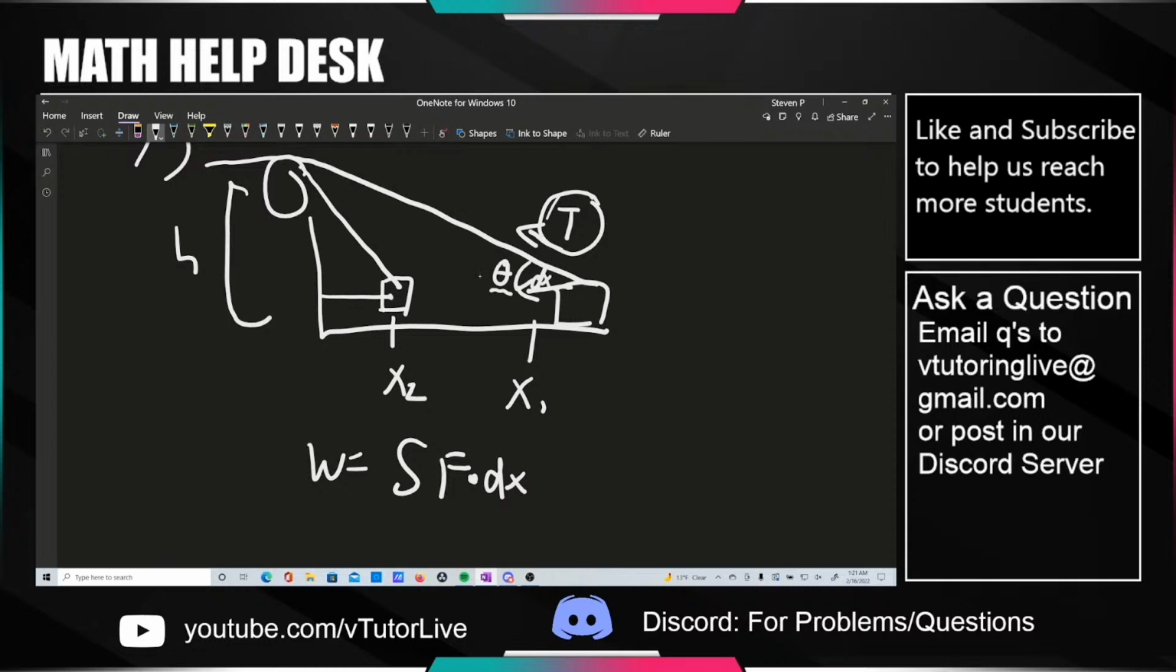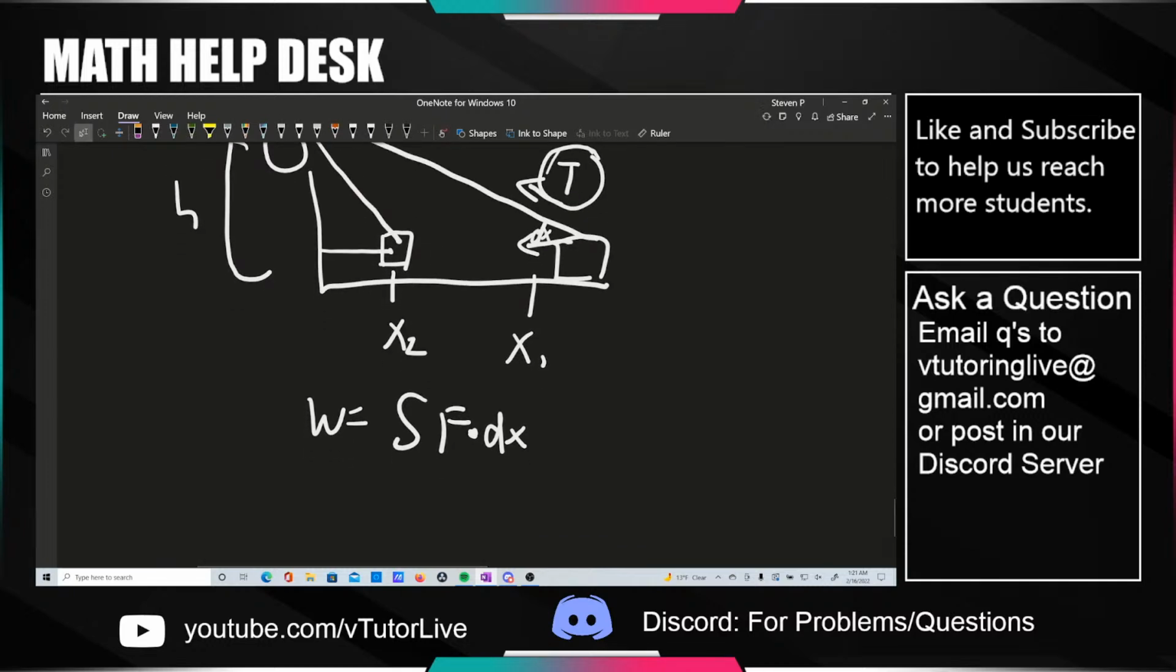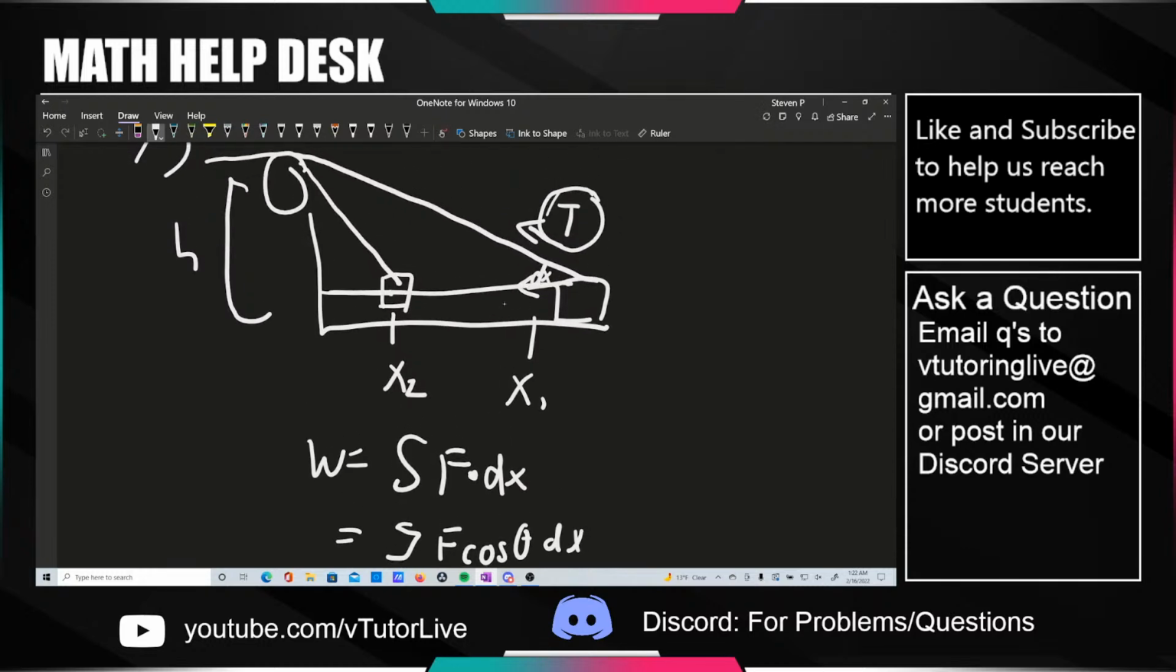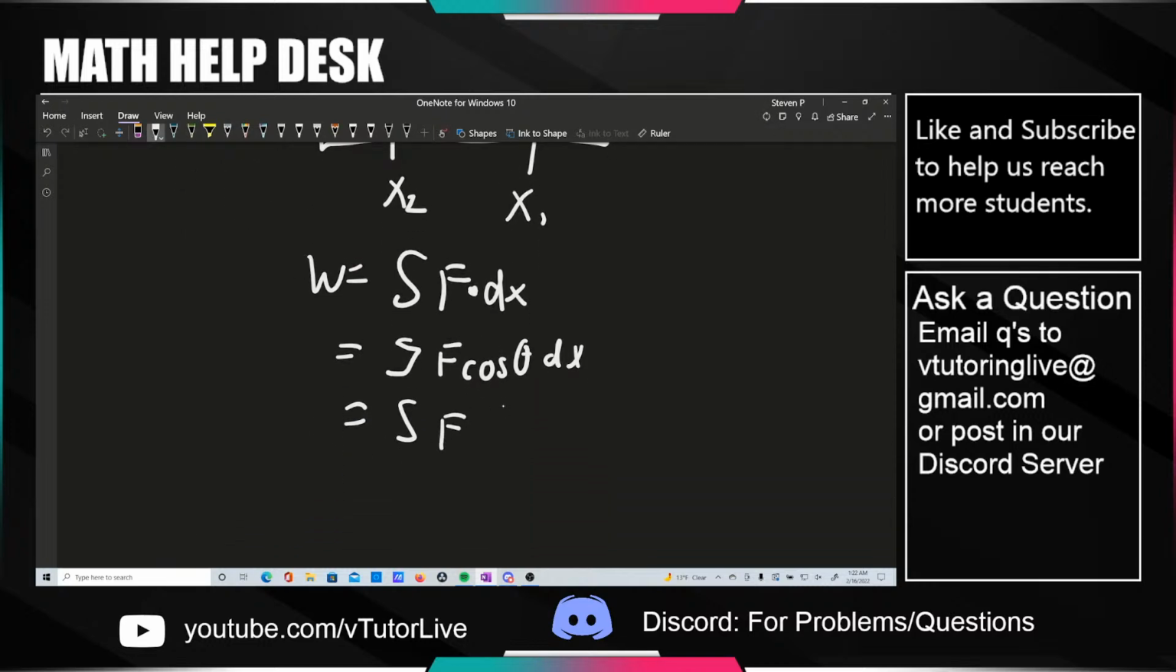It's going to be small out here, and it's going to be larger out here. And basically the issue is theta depends on x, right? So if this is equal to f cosine theta dx, you've got to rewrite theta in terms of x. And it's okay, we can do that with the Pythagorean theorem, right? Cosine theta is going to be x divided by this hypotenuse, which is the square root of x squared plus h squared. So this turns into f x over the square root of h squared plus x squared dx. And that bound is going to go from x1 to x2.